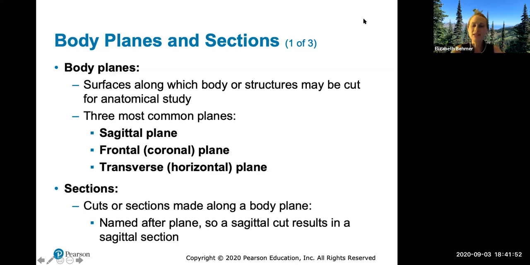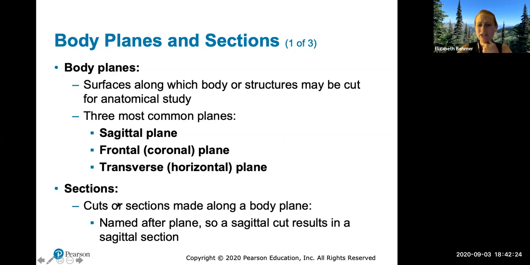Then body planes. It's important that we can cut the body into different planes for anatomical study, especially when we're looking at MRIs or x-rays. To know which cut has been taken of the body will help you identify which organs or structures you're looking at from that picture. So body planes are surfaces along which the body or structures may be cut for study. The three most common are your sagittal, your frontal or coronal, and your transverse or horizontal plane.